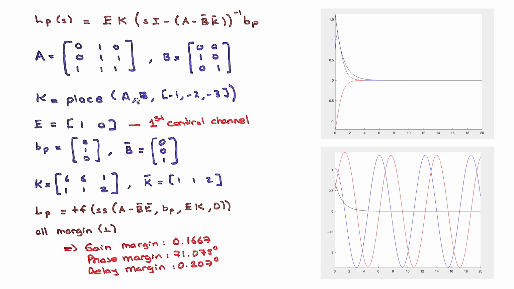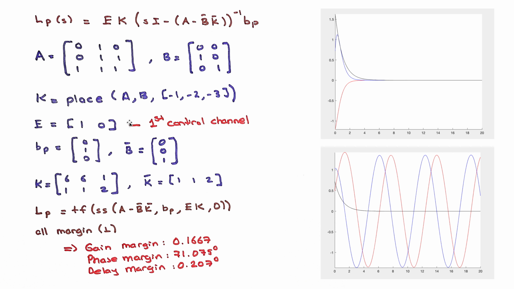I would like to look at each control channel's margins individually to conclude if I have a good design or not. For the sake of this video, I am only going to look at the first control channel, because you can apply the same process for the second control channel's stability margins. I am choosing E to be 1, 0, because I am interested in stability margins of the first control channel. In other words, P is 1 in this example.